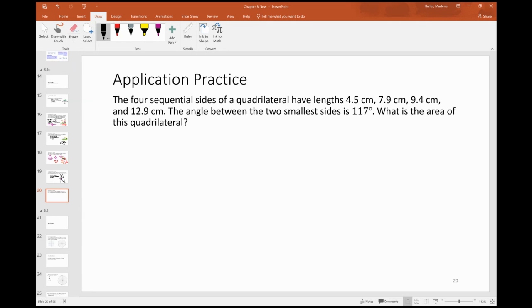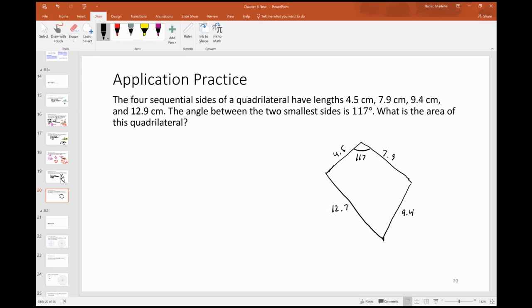Boy, this is a long one. All right, let's see what we can do. Let's draw a sketch first to start with. I'm going to let this be the side that's 4.5 centimeters. I'm going to let this be the side that's 7.9 centimeters. So then the angle in between them is 117. Then we have 2 more sides. We'll let this be the side that's 9.4, and then this will be the largest side, 12.9. There's a little diagram that we can work with.